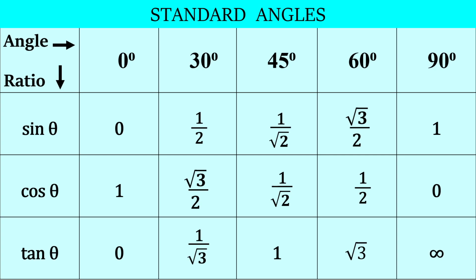For example, if sine 0 degree is 0, what is the reciprocal? Reciprocal of 0 means 0 upon 1. And what is it for cosec? It is 1 upon 0. It is undefined. Then we have for sine 30 degree, 1 by 2. 1 by 2 will become 2 upon 1. Then the next it will become root 2 upon 1. Then it will become 2 upon root 3. And for sine 90, it is 1 upon 1, which is 1. So when you take the reciprocal of all these values, you have the values of sec, cosec and cot. So let's move to the next slide now.